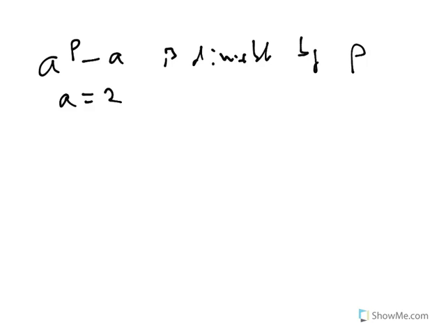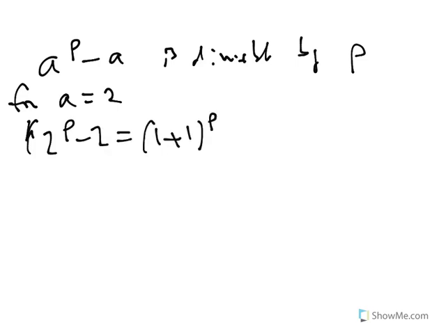So we're trying to prove that a to the p minus a is divisible by p. And he's going to start by proving it's true for a equals 2. So he's going to show that 2 to the p minus 2, which can be rewritten as 1 plus 1 to the p, minus 2, is divisible by p. 1 plus 1 to the p can be expanded with binomial expansion.